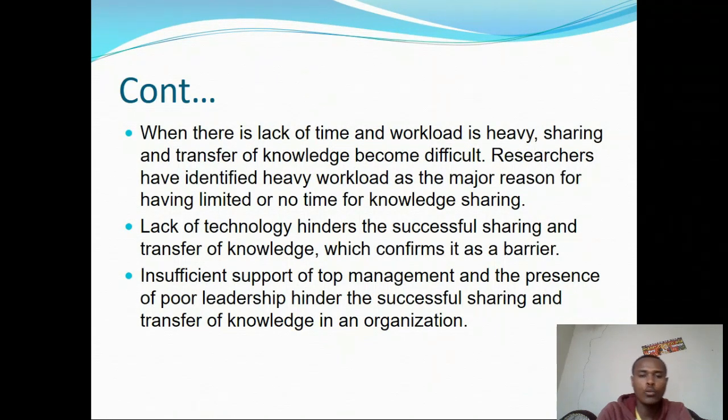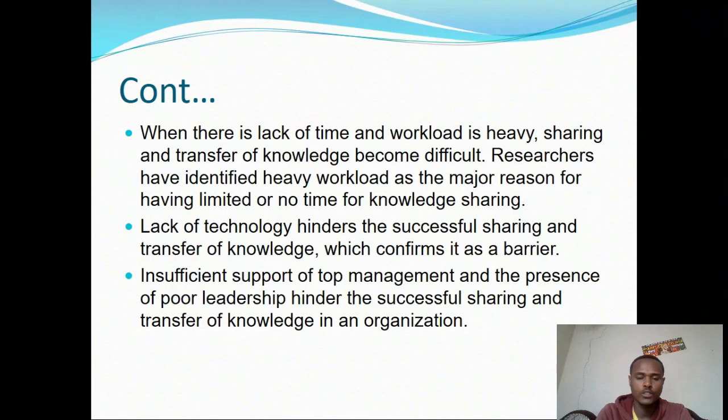When there is lack of time and workload is heavy, sharing and the transfer of knowledge become very difficult. Researchers have identified heavy workload as a major reason for having limited or no time for knowledge sharing.